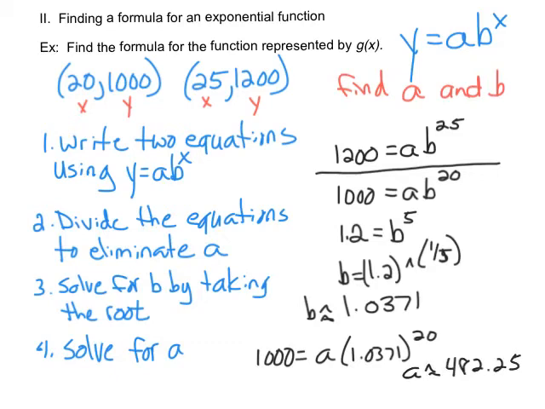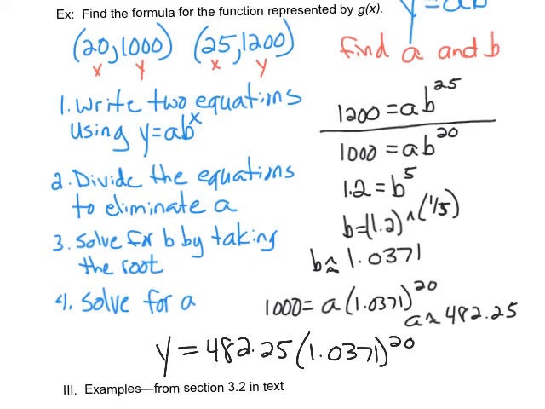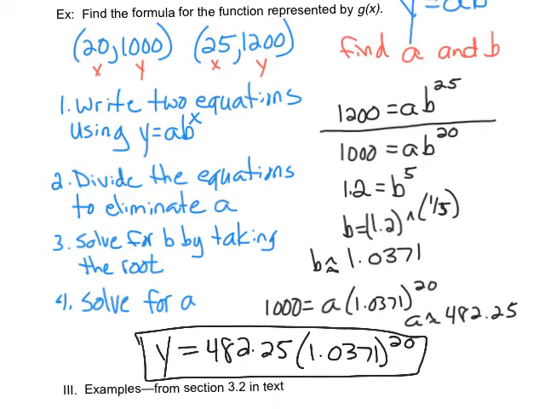So to write everything together, we want to tie everything together. We have our value for a, and we have our value for b. Let me get some more space. My final equation is going to look like this. Y is equal to 482.25, or whatever you're told to round to, times 1.0371 raised to the 20th. That's how you find an exponential function given two coordinates.